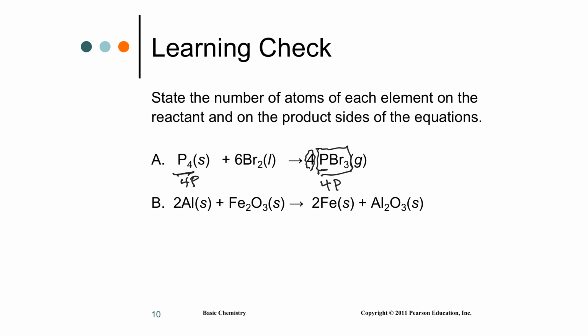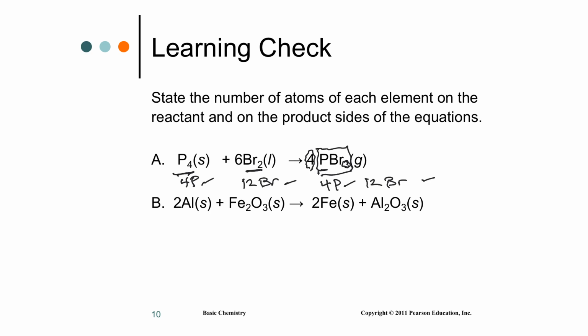All right. What about the bromine? I've got 2 bromine atoms in one molecule. I've got 6 molecules. That means I have 12 bromine atoms on this side. Do I have 12 on the other? Well, I've got 3 in each molecule, and I have 4 molecules. So 4 times 3 is 12. I have 12 bromines. And yes, my bromines are the same, and my phosphoruses are the same. So that is balanced. A is balanced.